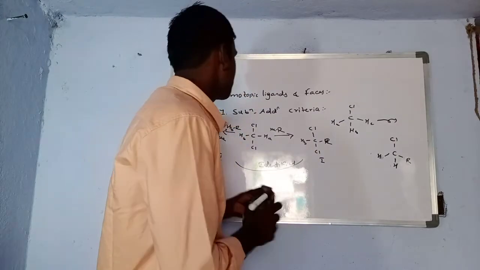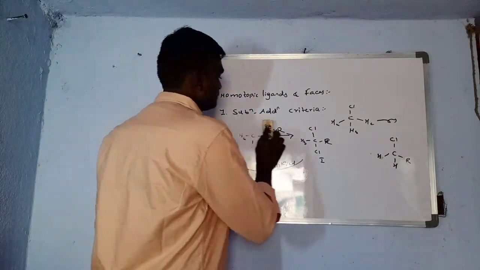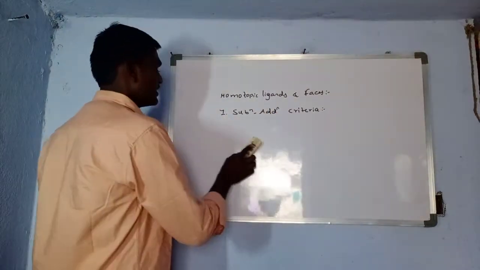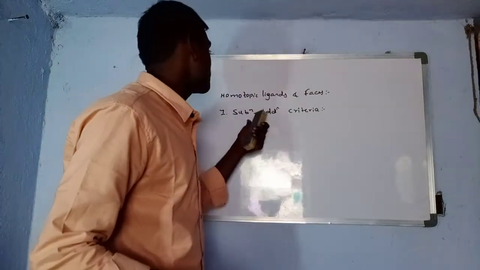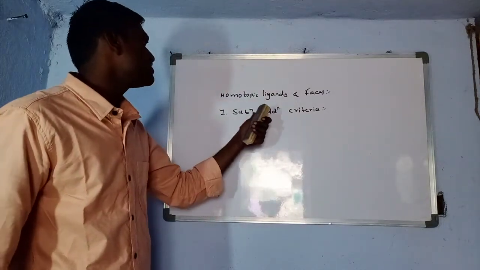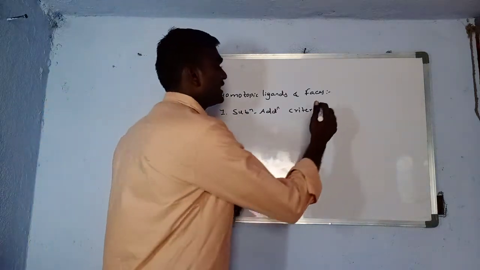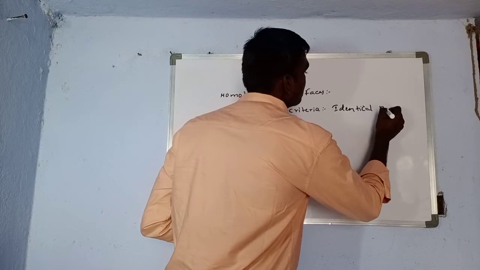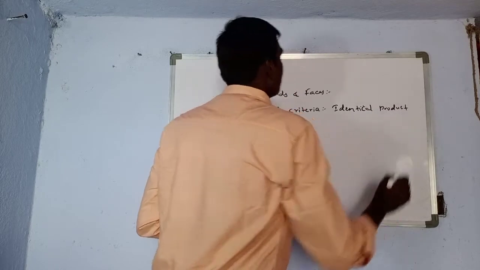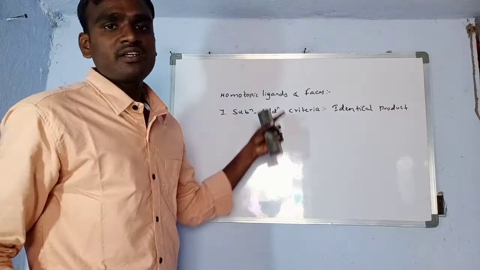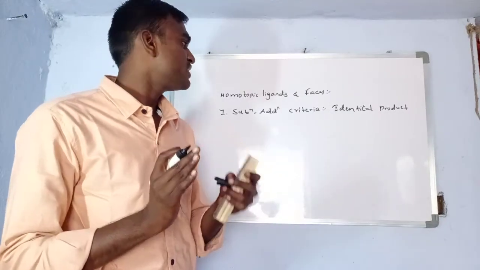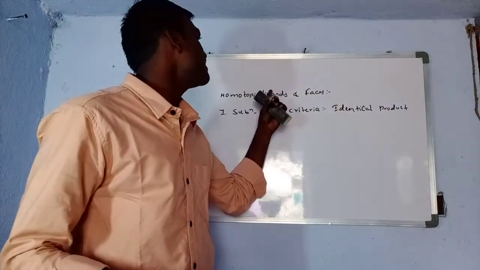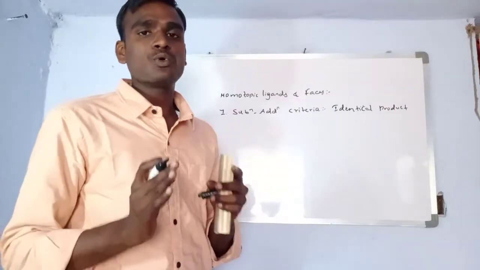Now let's see the symmetry criteria. You should remember, whenever ligands are homotopic and you replace one group by another group, it will give the identical product. Then the ligands are said to be homotopic ligands.